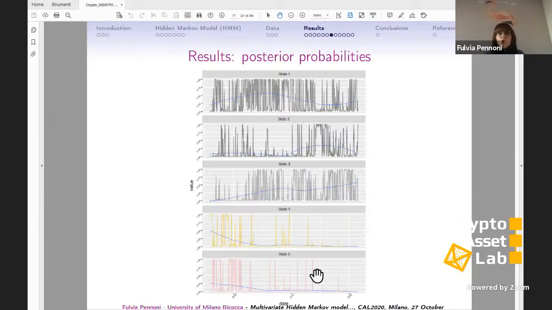Okay, I will also show you the estimated posterior probabilities. This graph is related to each state. We estimated the probability of being in each state, and we superimposed a trend line based on smooth regression. We can see from this picture that there is a decreasing tendency for state 4 and state 5, and, on the other hand, an increasing tendency for state 3. The range of this probability is from 0 to 1.